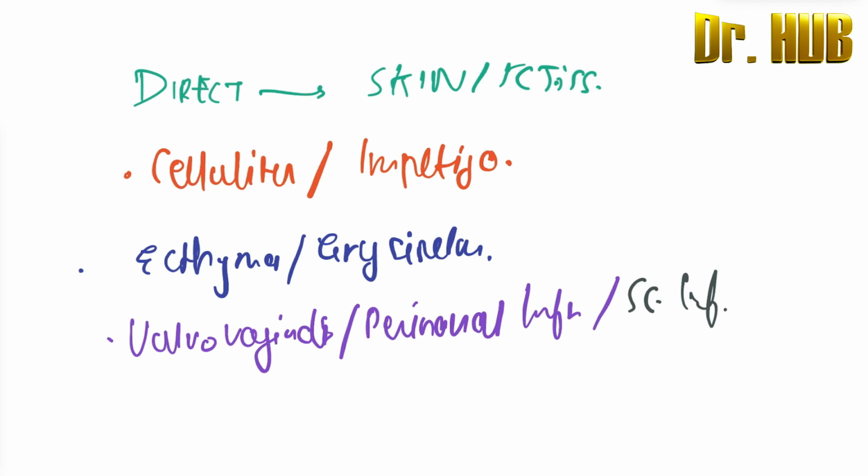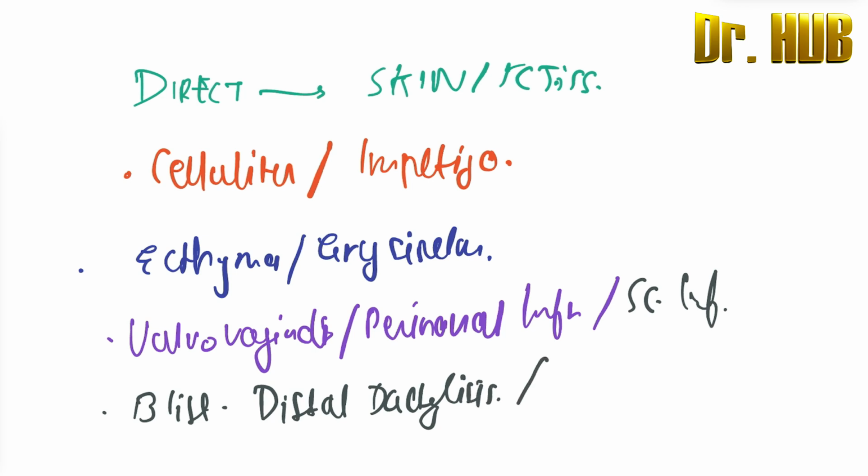The blistering distal dactylitis. Then comes the necrotizing fasciitis. So all these are direct invasion of the skin and the subcutaneous tissue.